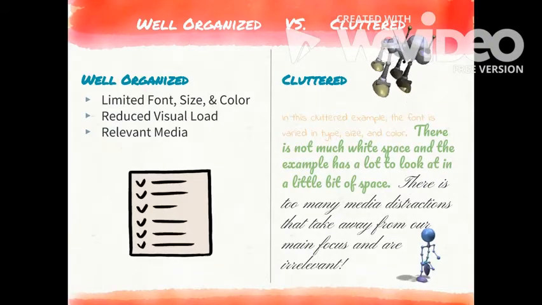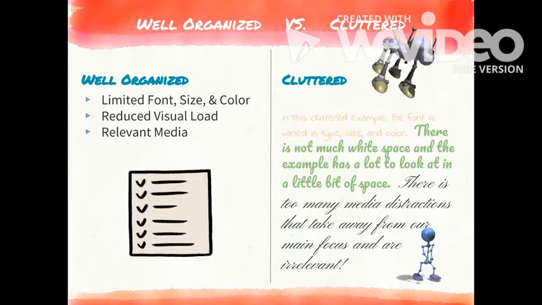So when we want to look at comparing these two things, on the left side we have a well-organized presentation. We have limited the amount of information, which is the reduced visual load. We have one type of font, size, and color, and the media, the picture there, goes along with the checklist of being organized.